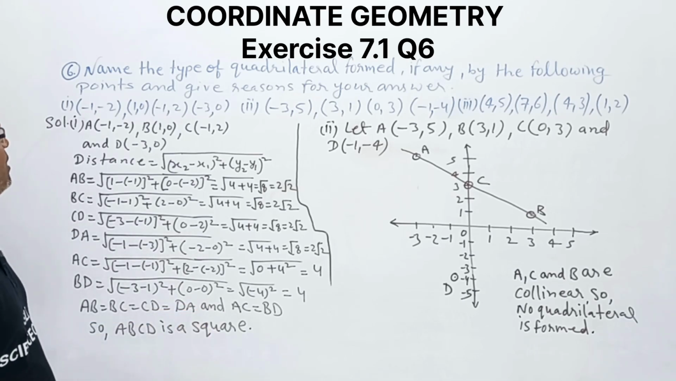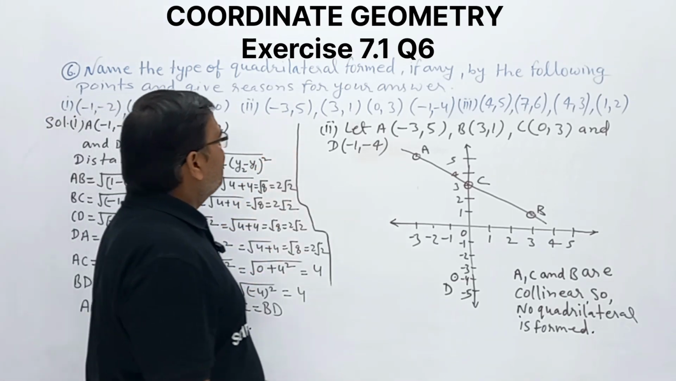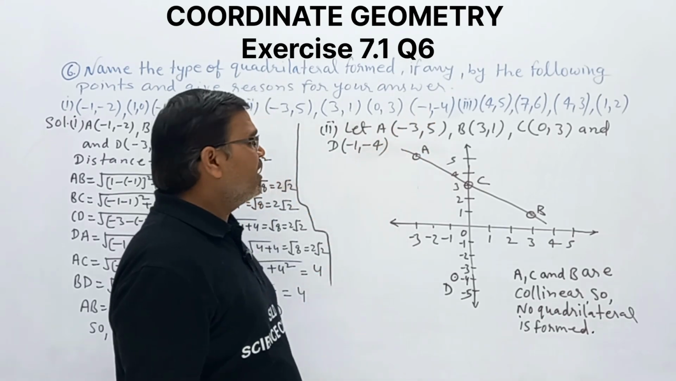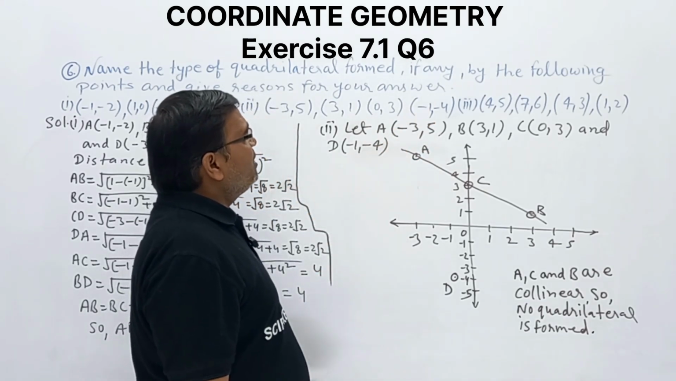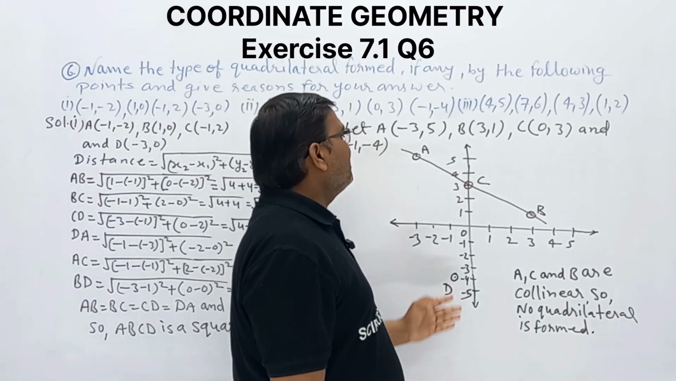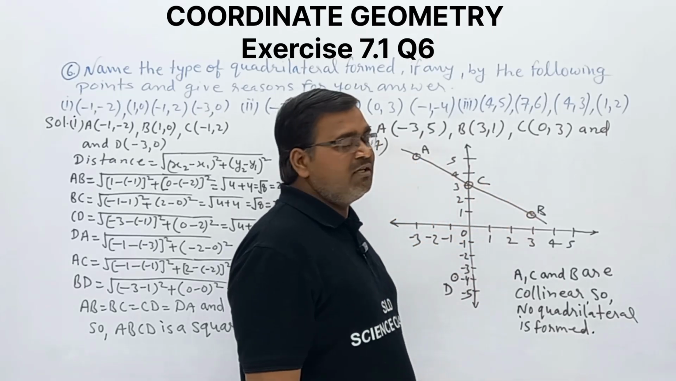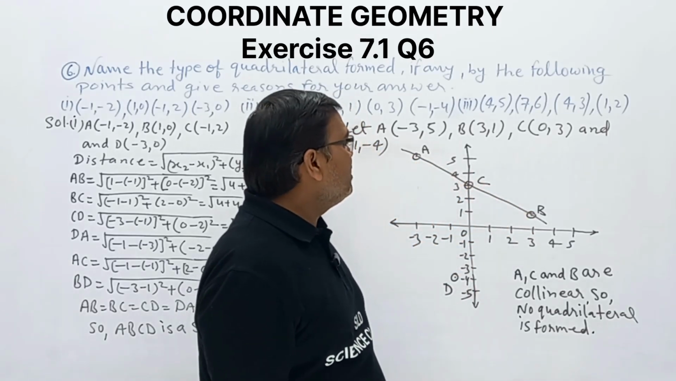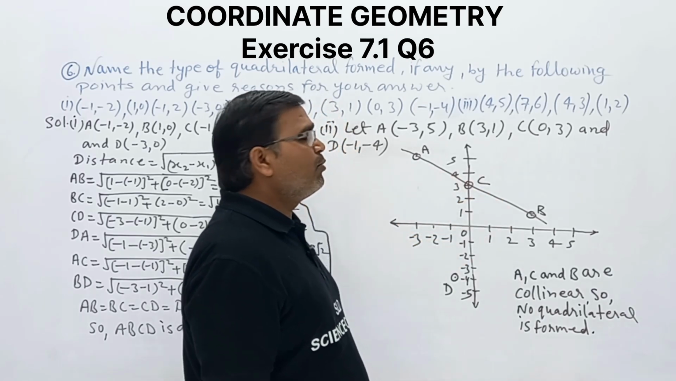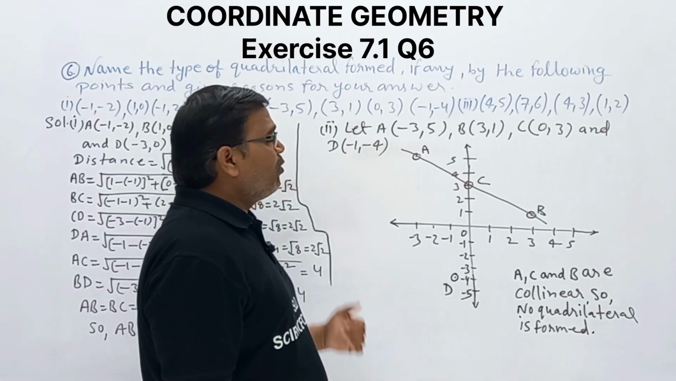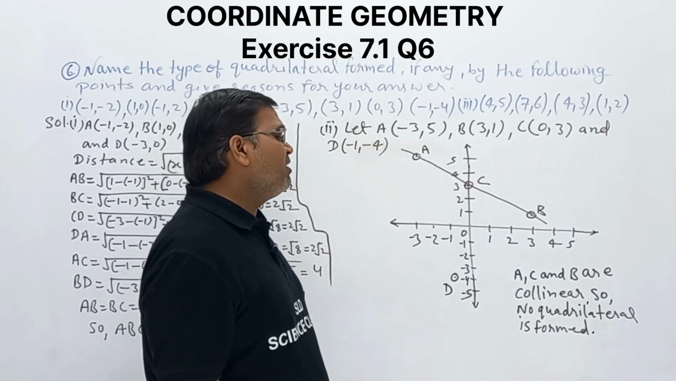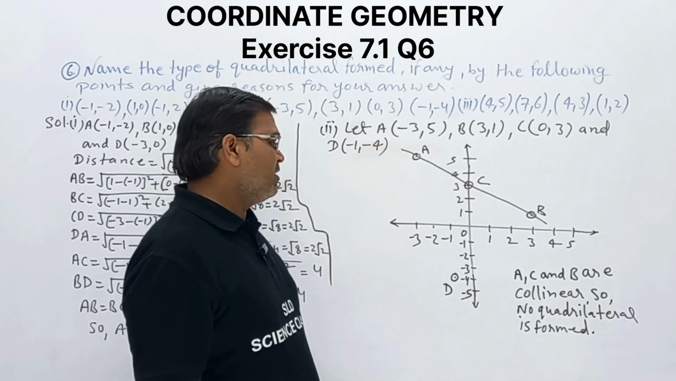Clear? Now next one, question number 2, in which we have the coordinates of 4 points A, B, C and D. Once we draw these points on an XY plane, we see that A, C and B, these 3 points are collinear. Once these points are collinear, how will we form a quadrilateral? So from these points we cannot form any quadrilateral.